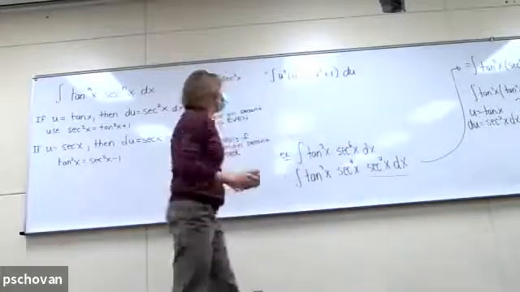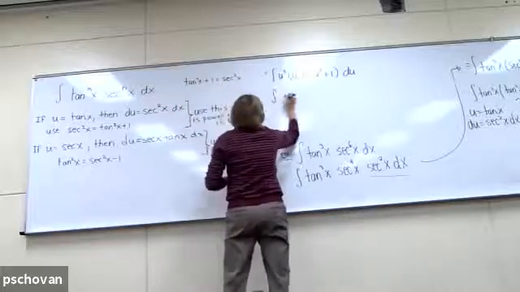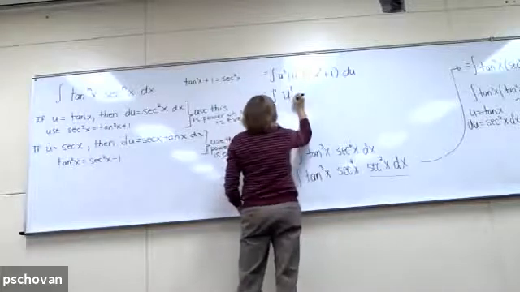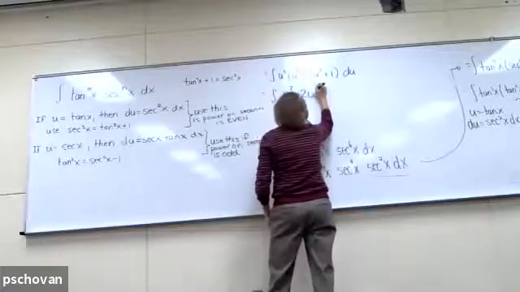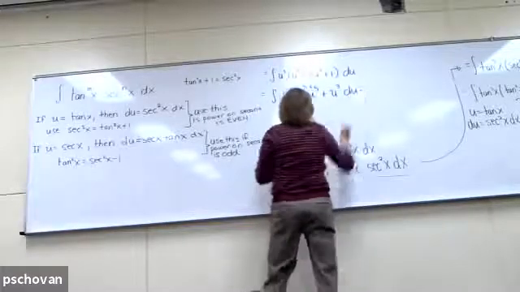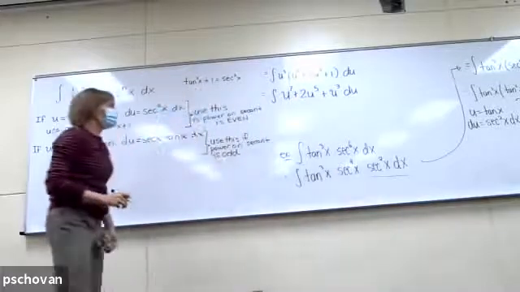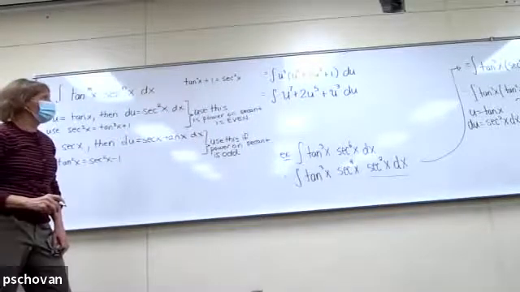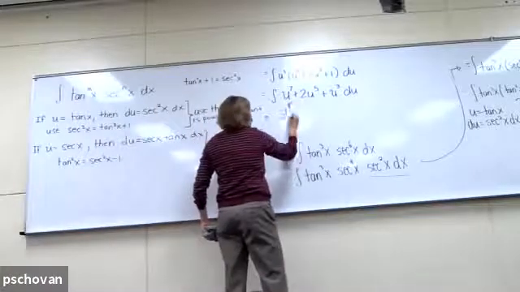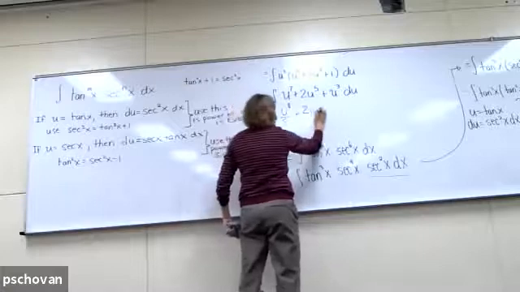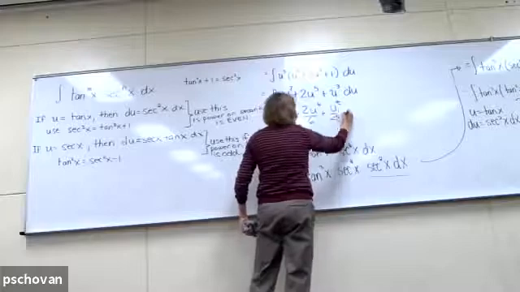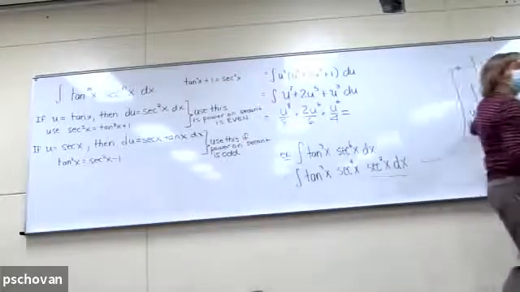Now send the u cubed through there. Add powers when you multiply like bases. So we have u to the 7th plus 2u to the 5th plus u to the 3rd du. Now integrate. We get u to the 8 over 8 plus 2u to the 6 over 6 plus u to the 4 over 4, where each u is the tangent of x.